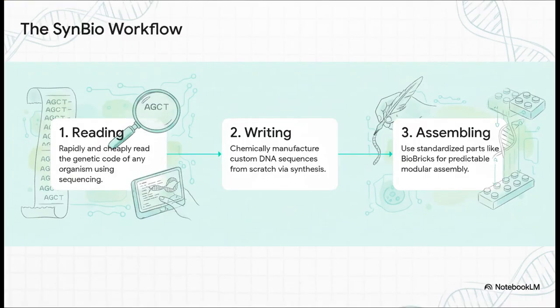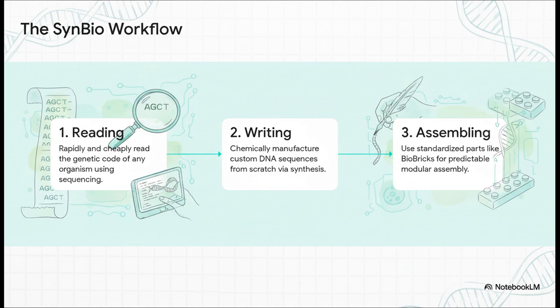So all of this technology has created this really powerful cycle. You can basically break it down into 3 steps. First, you have to read. You've got to be able to read an organism's genetic code to see how it works. And thanks to new tech, the cost of doing that has just plummeted, from billions of dollars for one human genome to just a few hundred. So we can read DNA like never before. Next, you have to write. This is DNA synthesis. It's basically like a 3D printer, but for DNA. We can now chemically create custom DNA sequences from scratch.